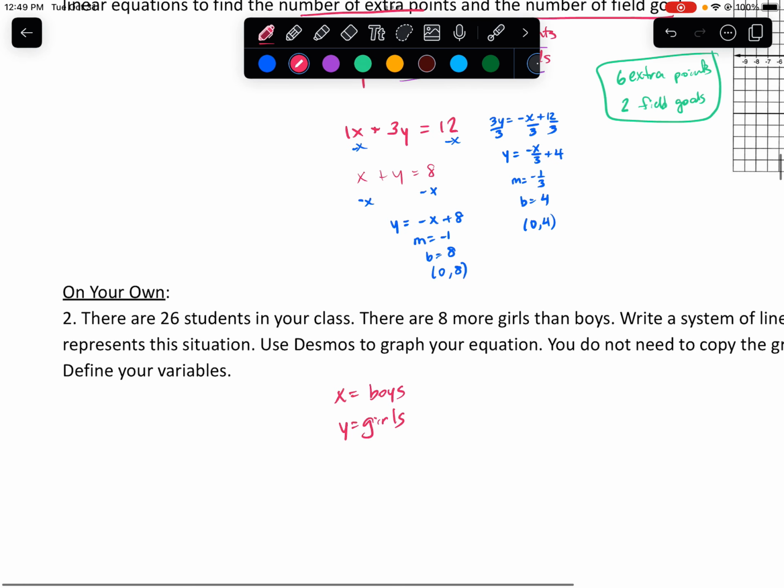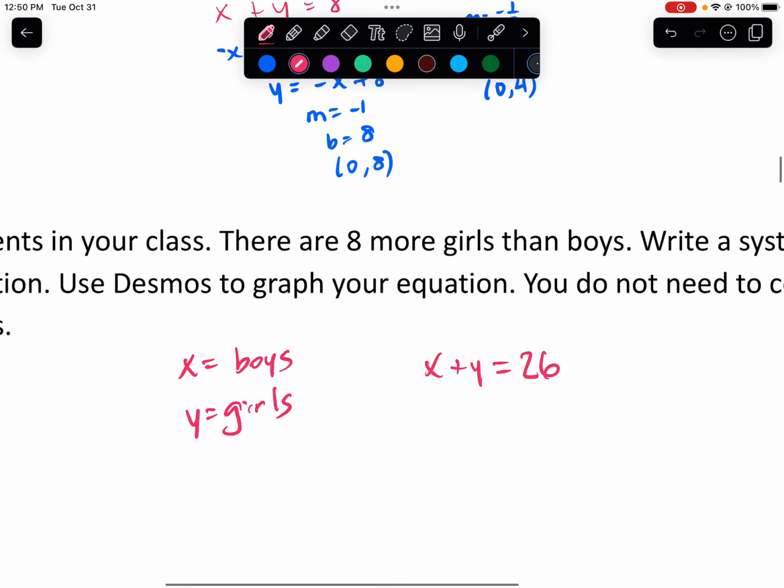There are 26 total students in my class. So what's the first equation then going to be? It'll just be x plus y is equal to 26, because that's the total number of students. If I were to add boys plus girls, it would be 26. However, there are 8 more girls than boys. So what do I have to do to the number of boys? You have to add 8 to the number of boys. So here's the next equation, y is equal to x plus 8.